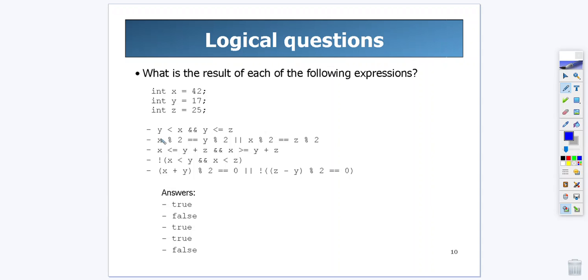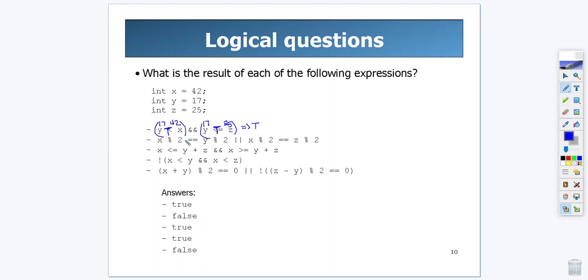So let's look here. In this, remember, we do our relational operators. And then we do our and. So y less than x. So 17 less than 42. That's true. Y less than or equal to z. 17 less than or equal to 25. That's also true. For an and, both conditions have to be true, which this is, so this will evaluate to true.